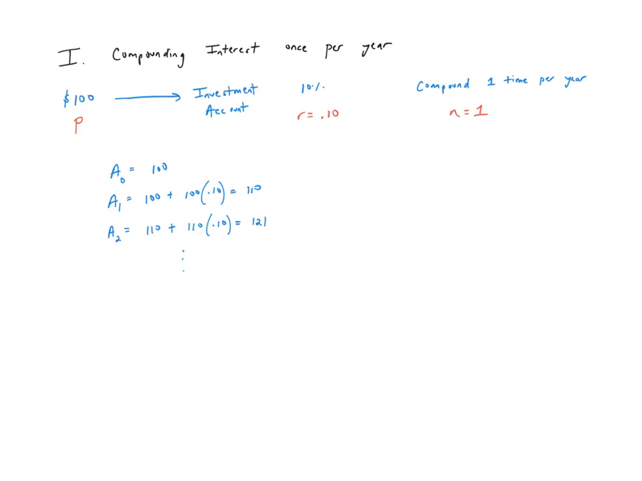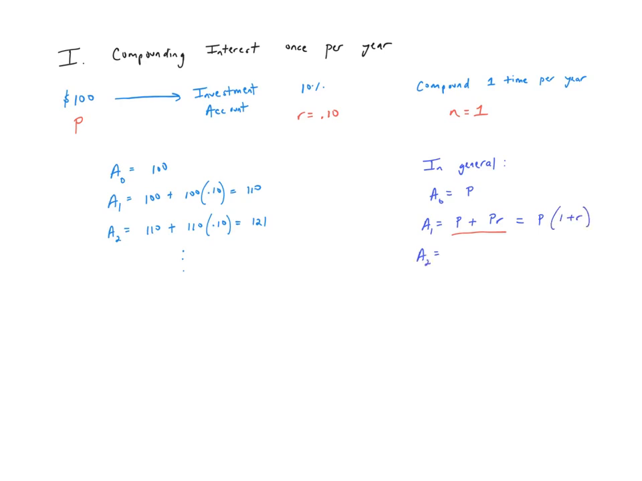Okay, so let's talk about what's happening in general. A sub 0 is equal to our principal. After 1 year, we have our principal plus an interest payment, P times r. If we look hard, this is factorable. We can take out a P and we're left with 1 plus r.